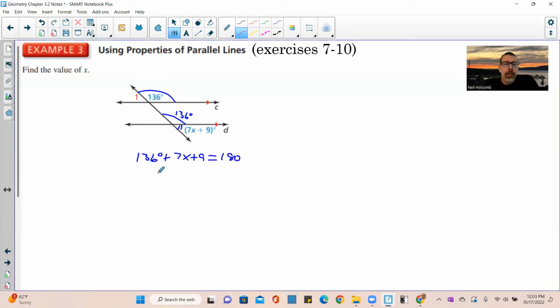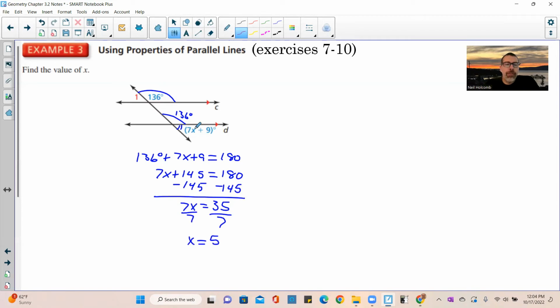Okay, and 7x will be by itself. 136 plus 9 is 145 equals 180. I'm going to subtract 145 from both sides. So this is just basic algebra here. And I get 7x equals, and that's going to be 35. And divide both sides by 7. And I get x equals 5.